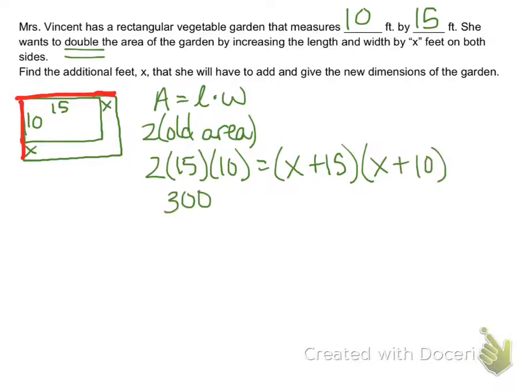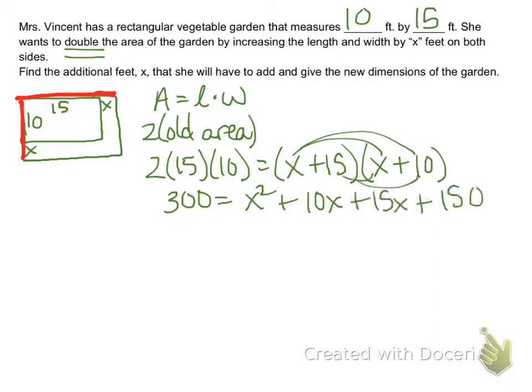And so now, on the left I get 300, and I just need to FOIL together the right-hand side. And the reason I have to do that is because it's not equal to 0, so before I can factor it and solve it, I've got to get it equal to 0.